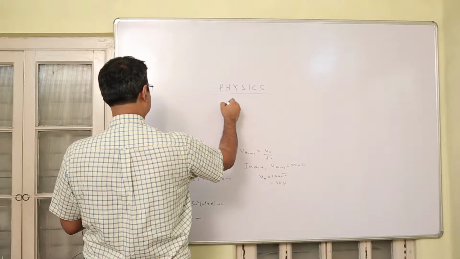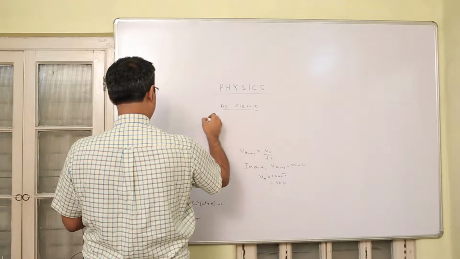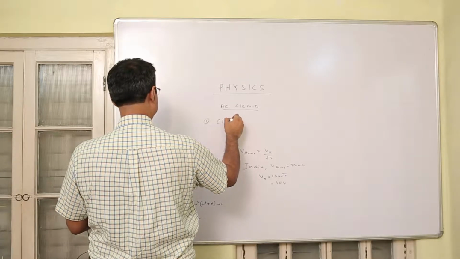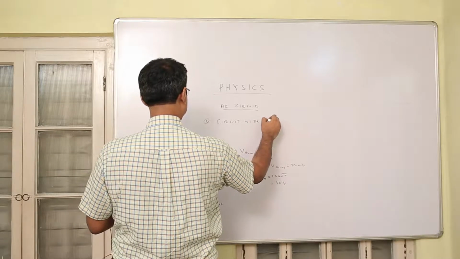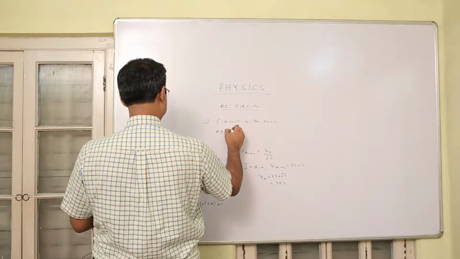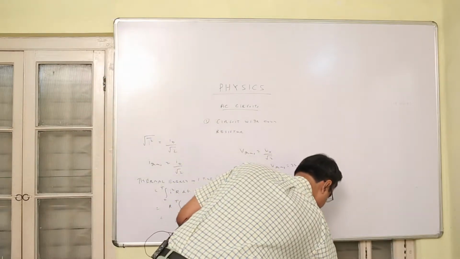Now we will discuss some very common AC circuits. The first one is circuit with only resistor.